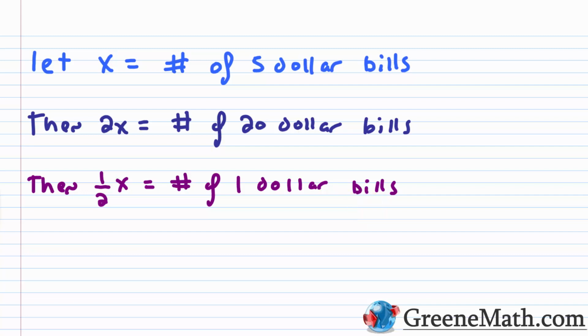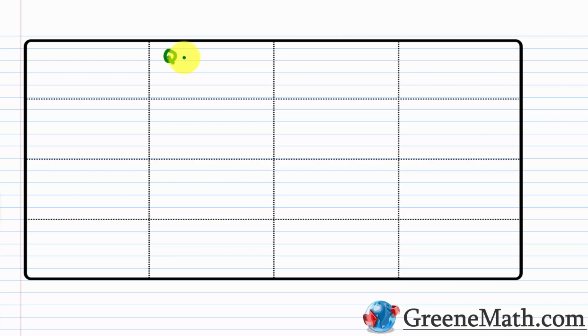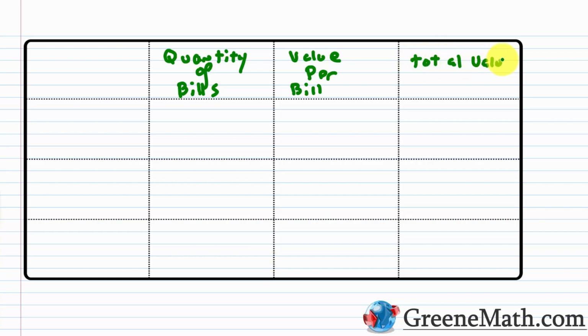Let's go down here. And essentially what I'm going to have here is the quantity of bills. And what I'm going to have here is the value per bill. And what I'm going to have here is the total value. Okay, pretty straightforward. So we have our $20 bills. Let's just label this as 20. And we have our $5 bills. We'll label that as 5. And we have our $1 bills. Just label that as 1.